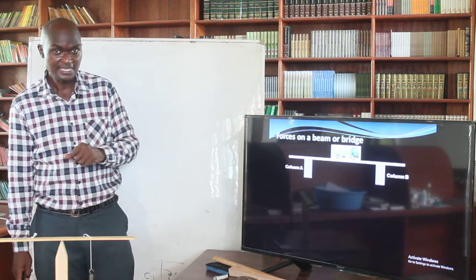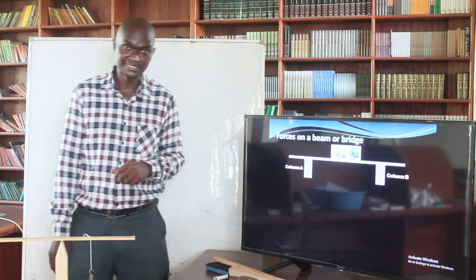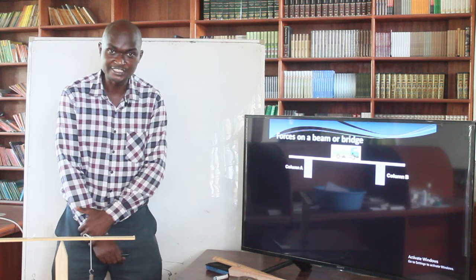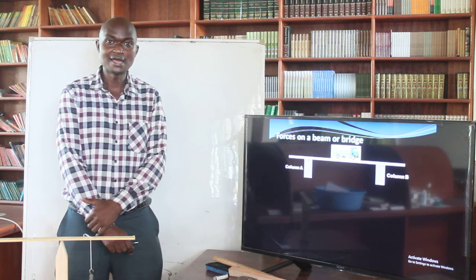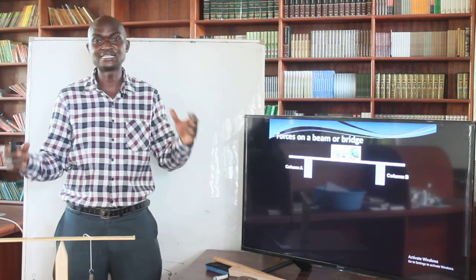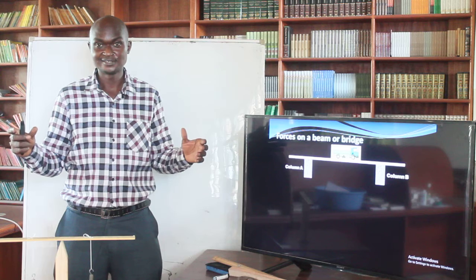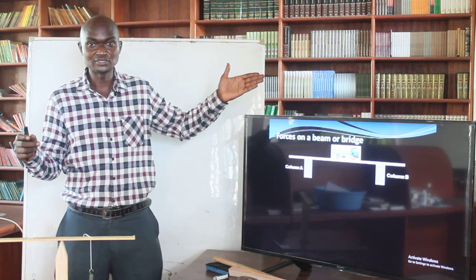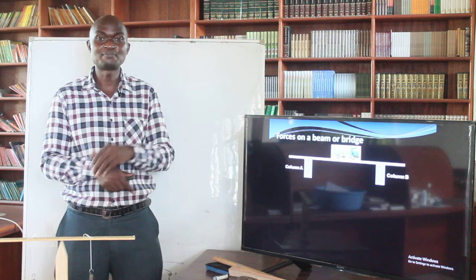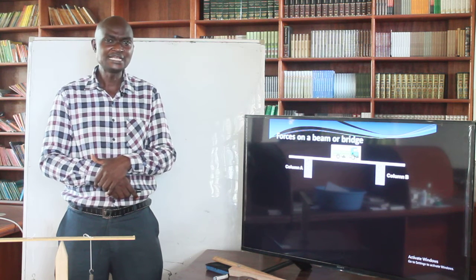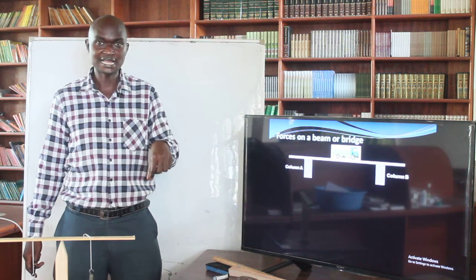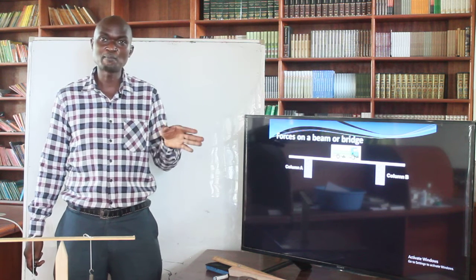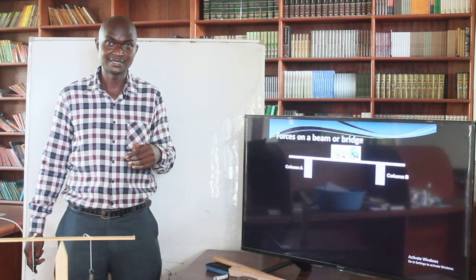Now, this is a real life situation. Let's assume that is a bridge. We have a column A and a column B, both of which are acting as pivots, like the column on the side of the island and the column on the side of the northern mainland. We have a track passing there. Why is it that the bridge can accommodate all those vehicles and all those people passing there without breaking?